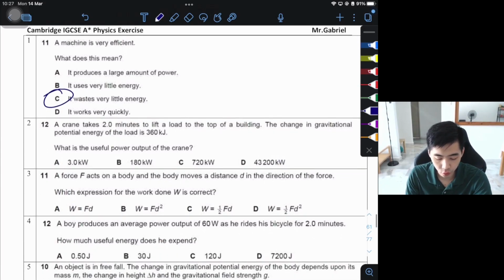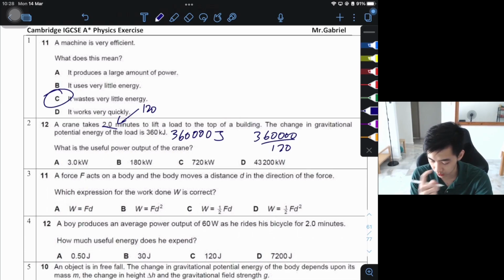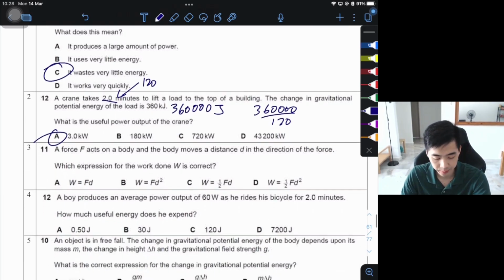A crane takes 2 minutes to lift a load to the top of the building. The change in gravitational potential energy of the load is 360 kilojoules. Guys, bear in mind this kilojoules, so it's going to be 360,000 joules. What is the useful power output of the crane? Power is going to be energy over time. You have to convert this into seconds, right? Which is going to be 360,000 divided by 120, which is going to be somewhere around 3,000, right? Yeah, so 3k watts, guys.